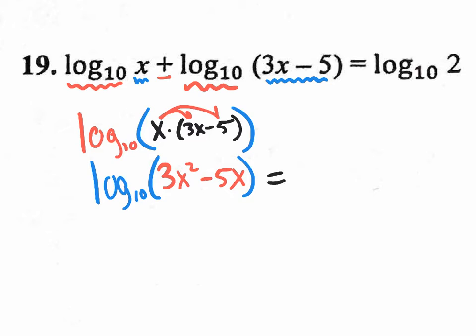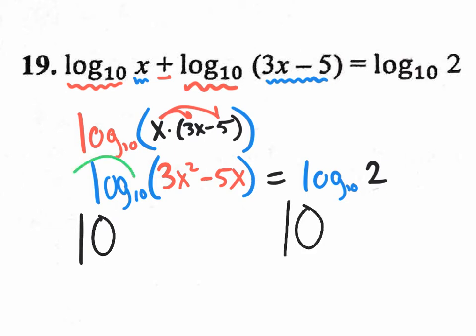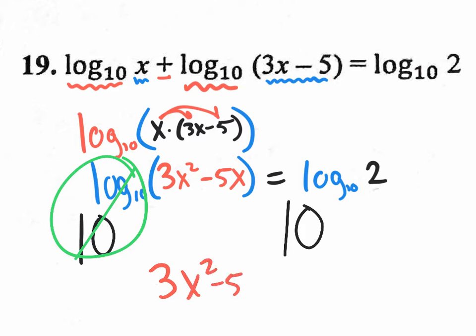The right side, it's log base 10 also. It's also a common log of 2. So now that I have log base 10 of something equals log base 10 of something else, I could raise both sides to become powers of base 10. So I put 10 right here, 10 right there. 10 to the power of log base 10 eliminates. I have a 3x squared minus 5x that comes down. And I have 10 to the log base 10, which eliminates. And I'll have a 2 right here.